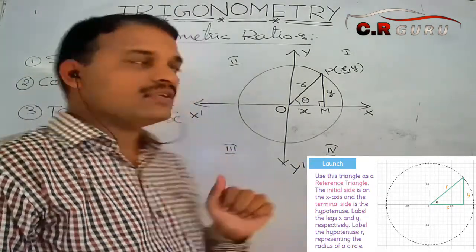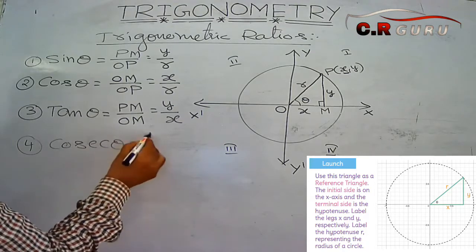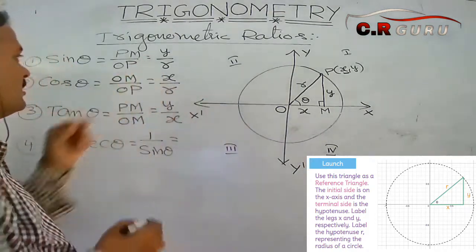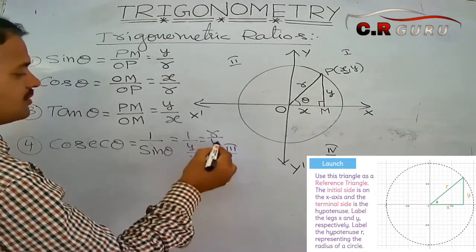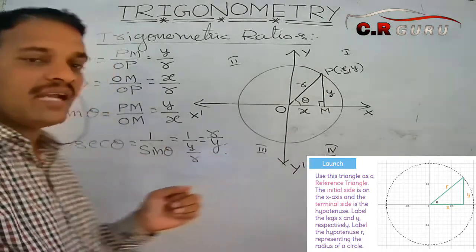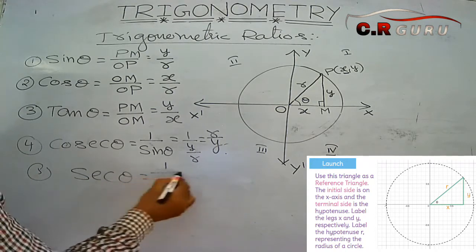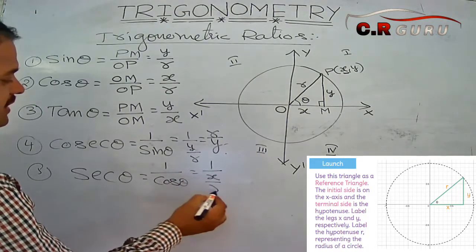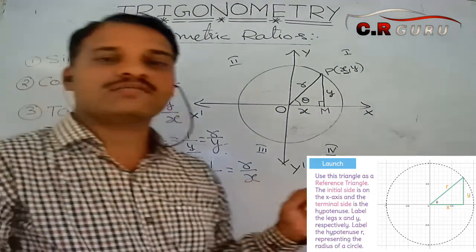Similarly, the fourth one is cosecant theta. What is the definition of cosecant theta? It is the reciprocal of sin theta, as I already told you. Sin theta is y by r, and taking the reciprocal we get r by y. The cosecant theta definition is r by y. Similarly, the fifth one is secant theta. Secant theta is equal to 1 by cos theta, and cos theta is x by r, taking the reciprocal is r by x. R by x is the definition of secant theta, friends.